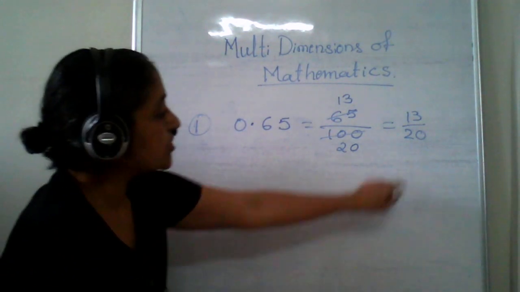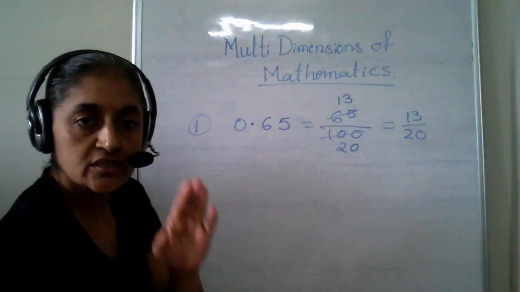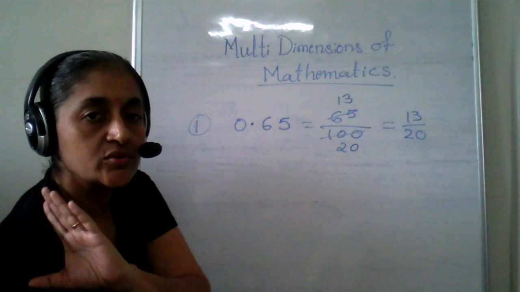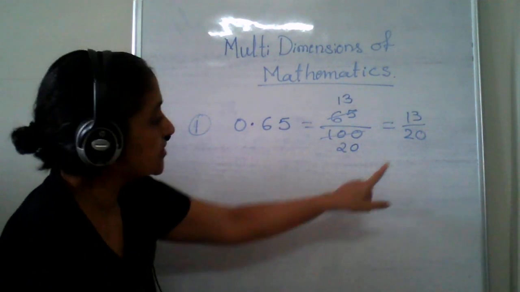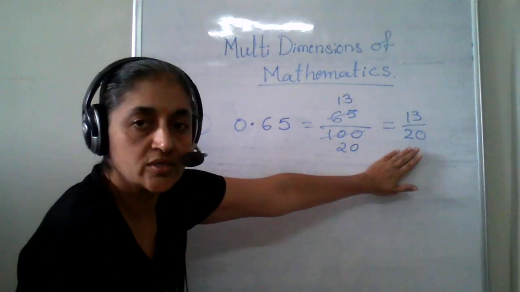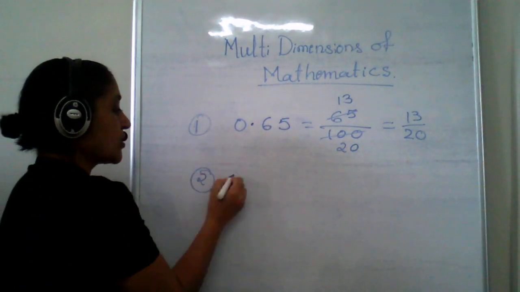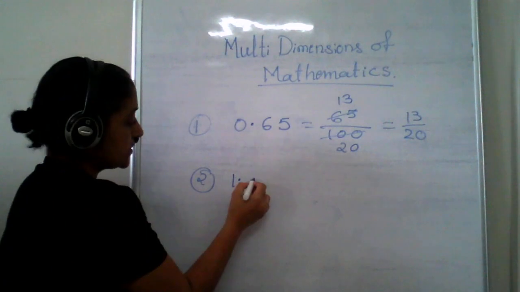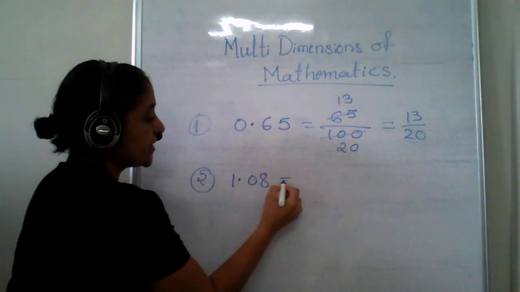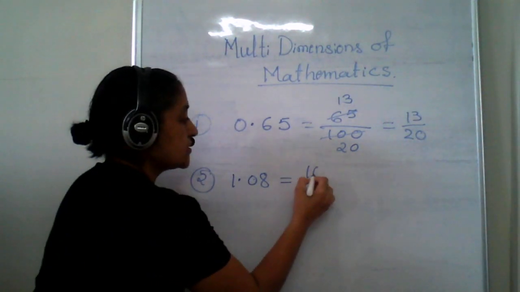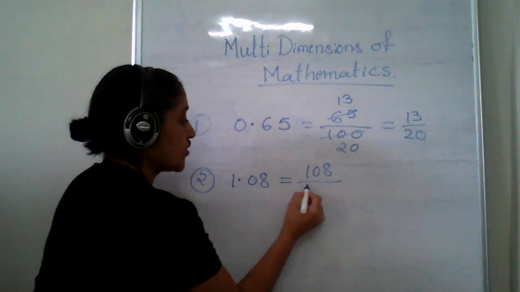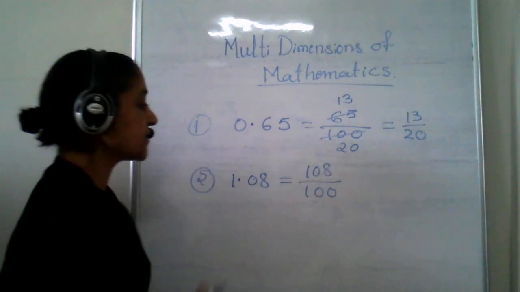Why? Because the denominator is not just 10 or 100 or 1000. It is other than that. So other than that is 20. So this is a vulgar fraction. Now let's take the second example here, 1.08. How do I write it as a fraction? 108 upon 100.